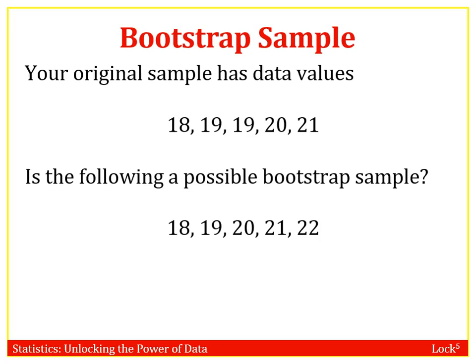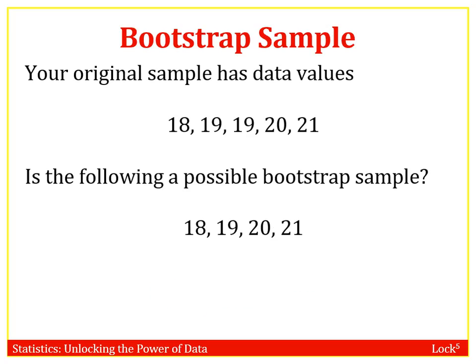And the answer for this one is no, because there's a 22 that shows up in the bottom, and 22 was not part of our original sample. So there's no way you could have selected a 22 when it wasn't a part of the original sample, because remember, your bootstrap always uses your original sample. And so if there's no 22 in your original sample, you can't get a 22 out of your bootstrap.